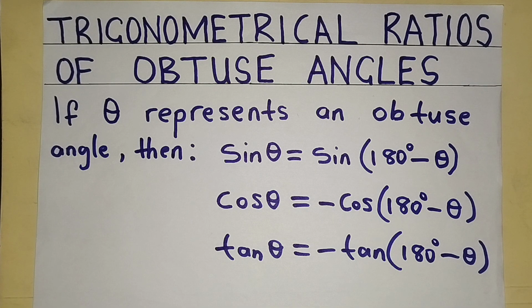In this video, we want to look at trigonometrical ratios of obtuse angles. So I'll start by defining what an obtuse angle is. An obtuse angle is an angle which is above 90 degrees but less than 180 degrees. So it's between 90 degrees and 180 degrees.